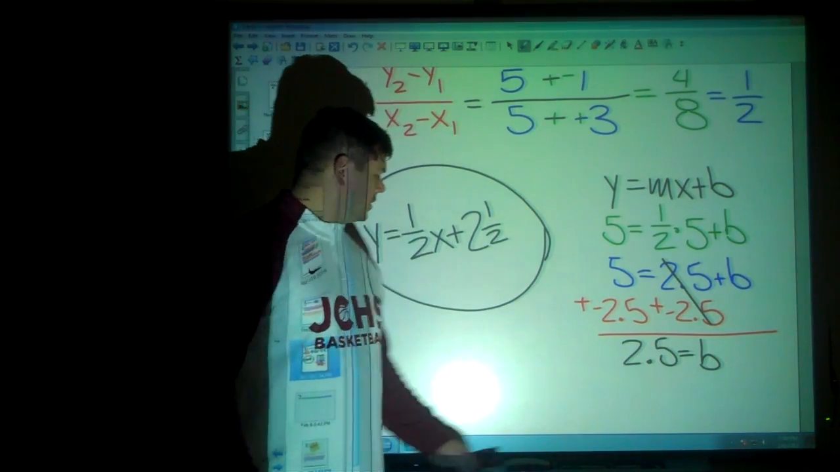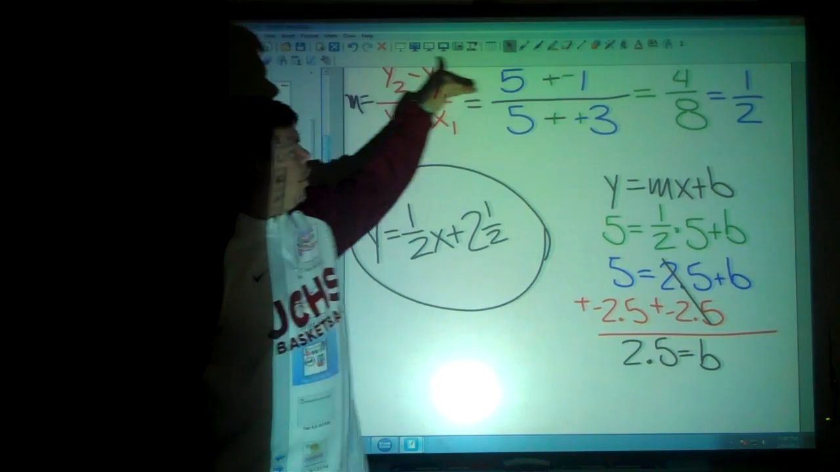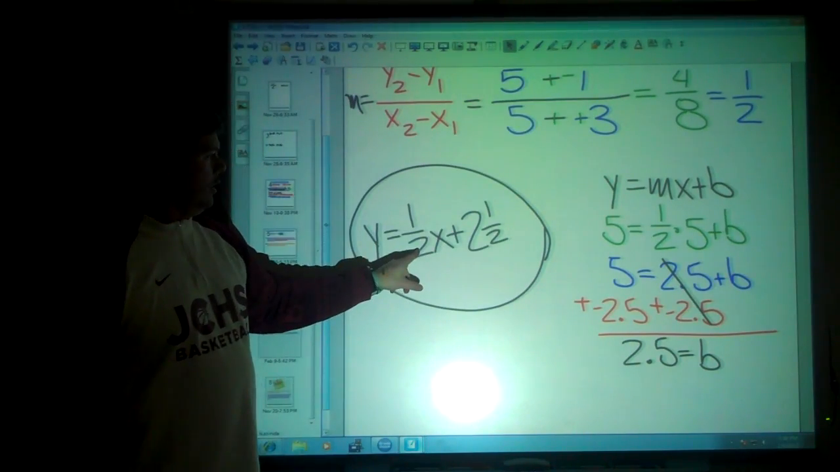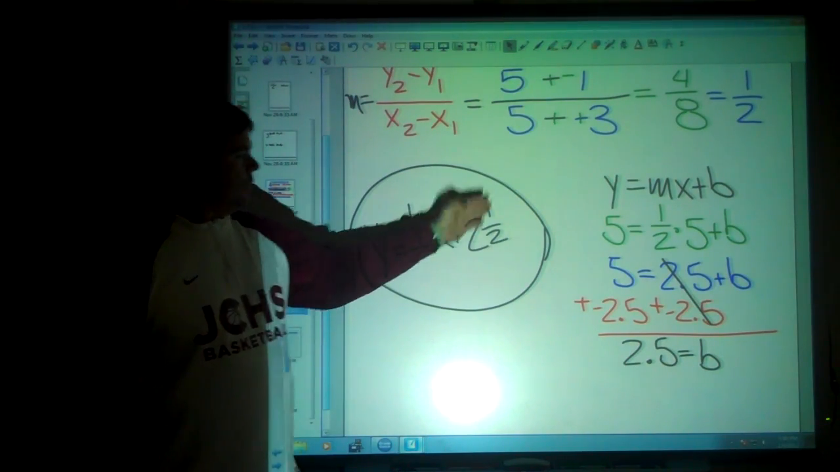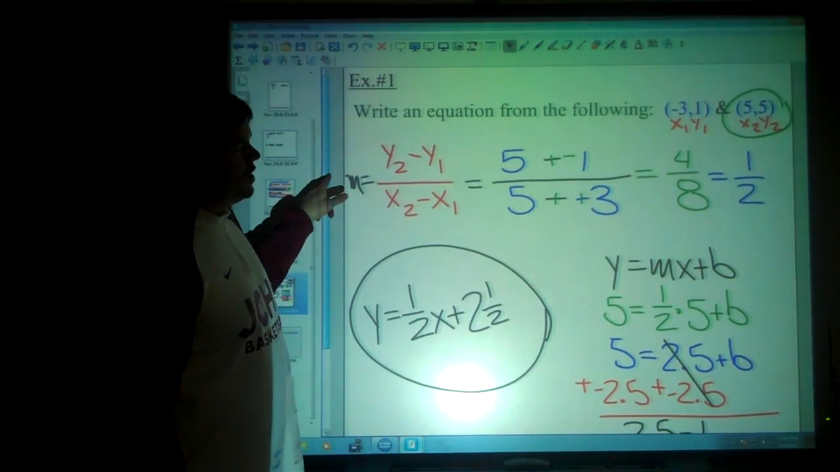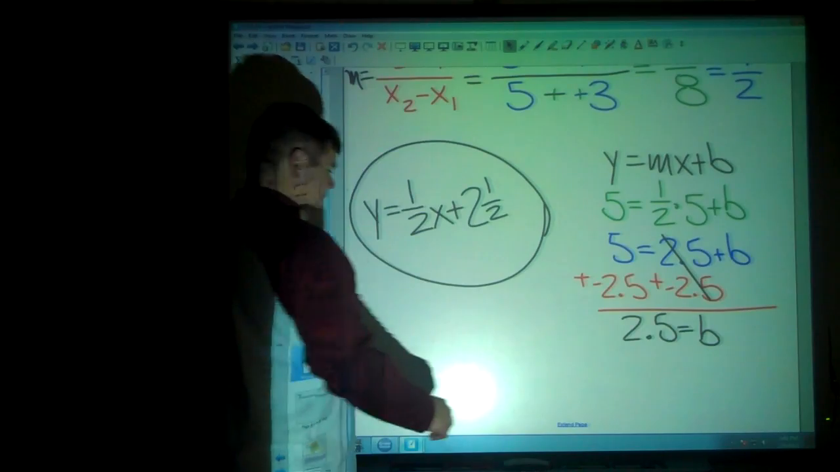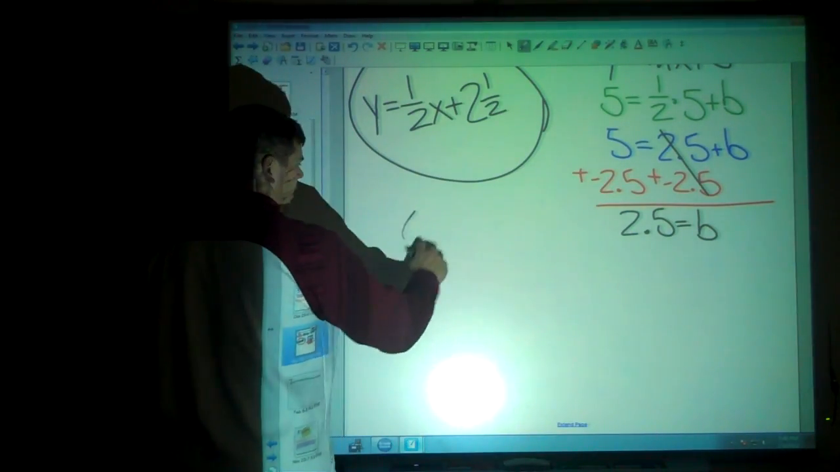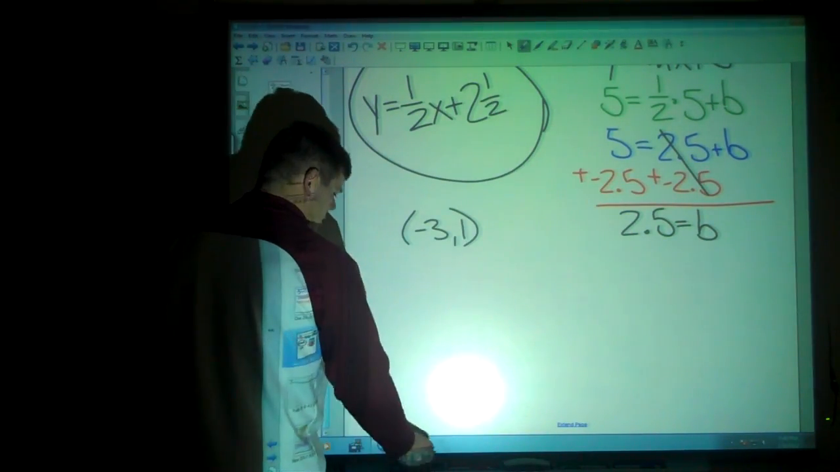2.5 and 2.5 are the same. So I needed the slope from the 2 coordinates for here. I used that slope in one of the coordinates to figure out what the y-intercept is. You might be thinking, well, what if I chose the other coordinate? Would it be different? Let's try it with negative 3, 1, just to be sure.